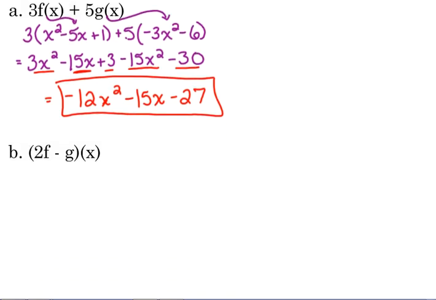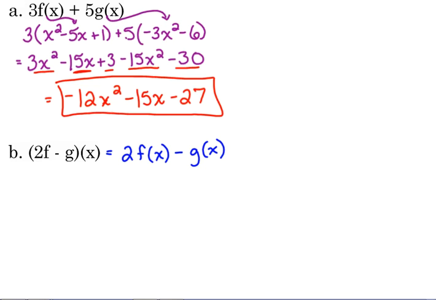All right, example B, 2f minus g of x. This throws people off because it's in a different form, but it's the exact same thing we just did. But I don't know what form they're going to put on the final exam. So I've got to prepare you for both of them. Here's what I encourage you to do. When you see something in that form, I want you to go ahead and just write it like this. Okay, 2f minus g of x.